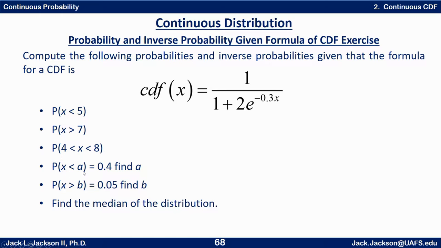The probability that x is less than a is 0.4, find a. And one to the right, where the probability that x is greater than b is 0.05, find b. And then find the median of the distribution. So those three are inverse probabilities. The first three are probability computations.